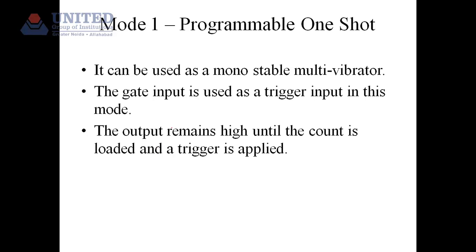As we all know, a one shot, once it is triggered, is not repeated. It is very similar to what we see in 555 timers, similar in operation to the monostable multivibrator mode. It can be used as a monostable multivibrator because its name is one shot. The gate input is used as a trigger input in this mode, and the output remains high until the count is loaded and a trigger is applied. I repeat, the output remains high until the count is loaded and the trigger is applied.